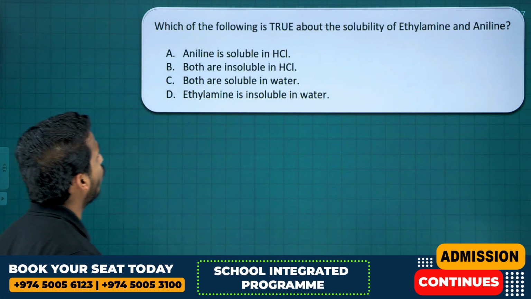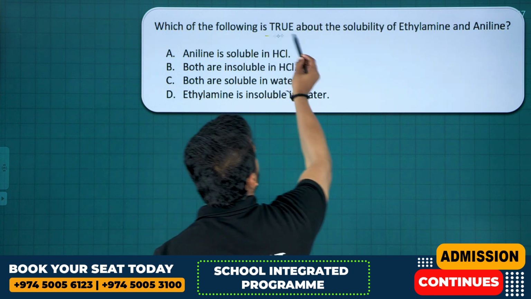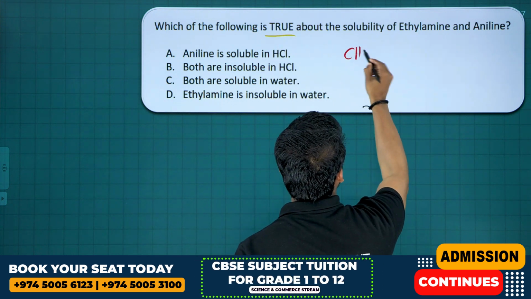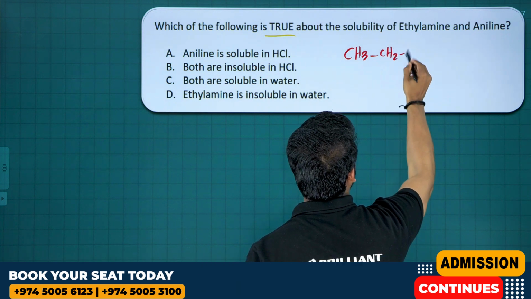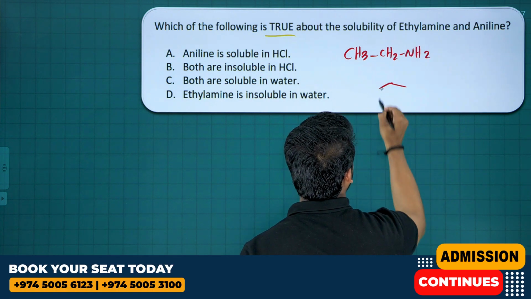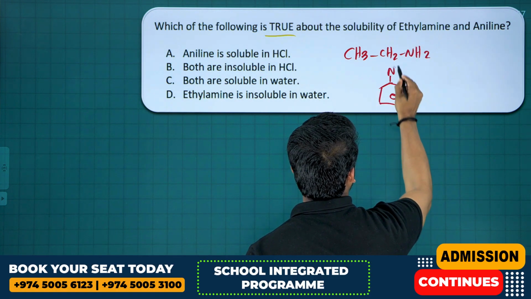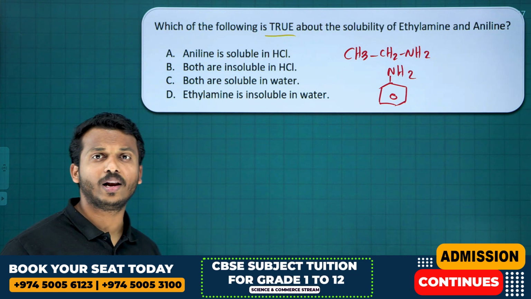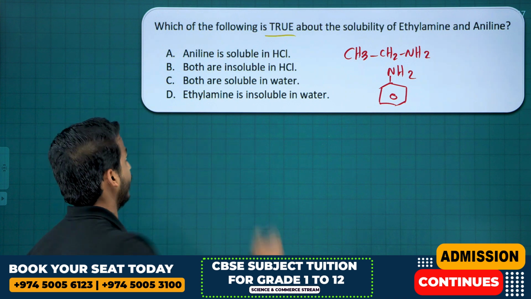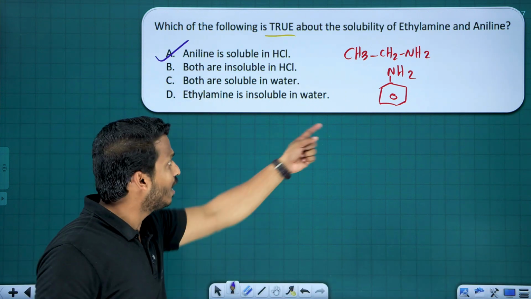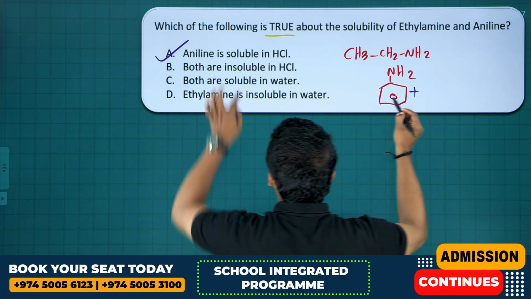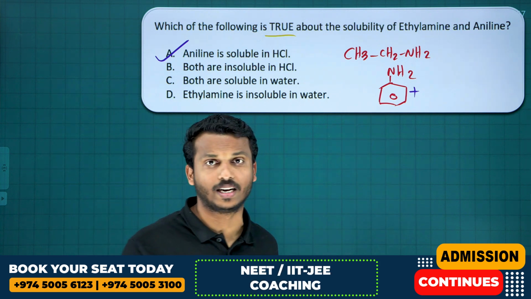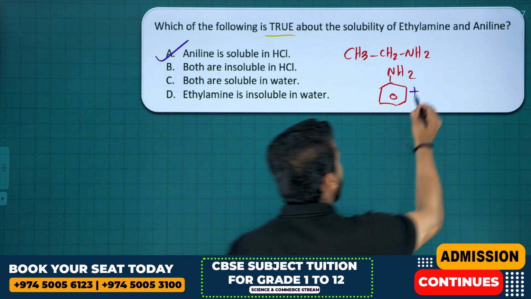Next one, which of the following is true about the solubility of ethylamine? What is ethylamine? CH3CH2NH2, ethylamine and aniline. Which is correct? Let's see. Aniline is soluble in HCl. Yes, it is correct, right? We know in water it is less soluble due to the benzene ring. But in acid, amines are soluble.